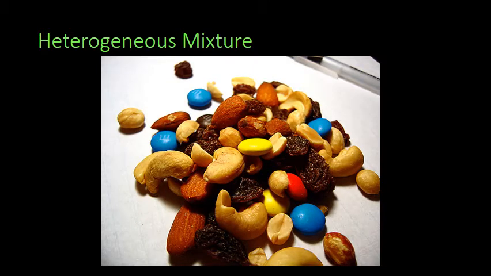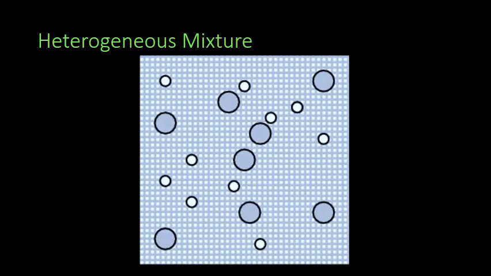Now, let's take a look at this one. Trail mix, clearly heterogeneous. You can see there's different stuff in different parts. Another example of a heterogeneous mixture. If I were to take a spoonful from this section or a spoonful from this section or one from this section, it's going to have different parts, different stuff.